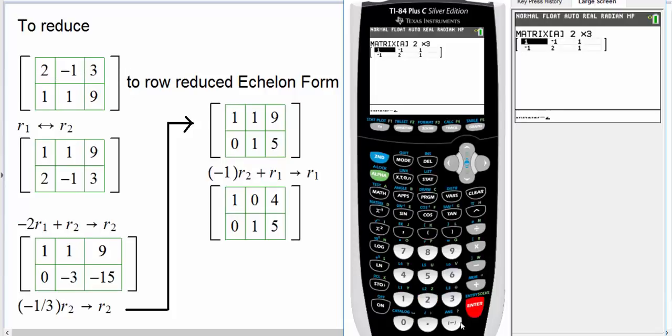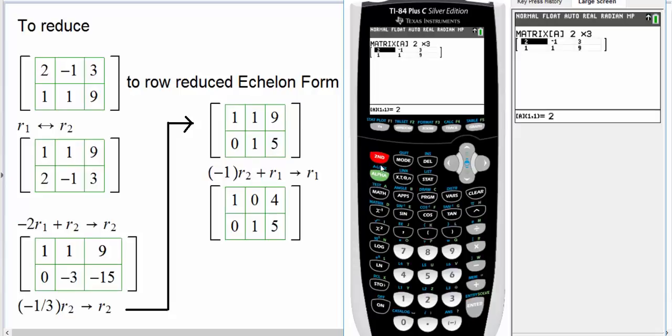Let me quickly do that for you. Okay, so here we go, we have 1 1 9. Then we have 2 negative 1 3, and then 1 1 9. So this is our matrix A. Now we would like to interchange rows 1 and 2 with each other.